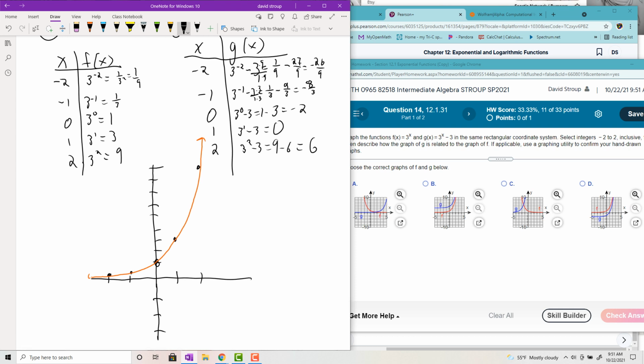All right. So anyways, negative 2, negative 2 point something. Negative 1, negative 2 point something, but a little bit higher. 0 is negative 2 right there. 1 is really 0. Really? Okay, whatever. And then 2 is at 6. 1, 2, 3, 4, 5, 6.